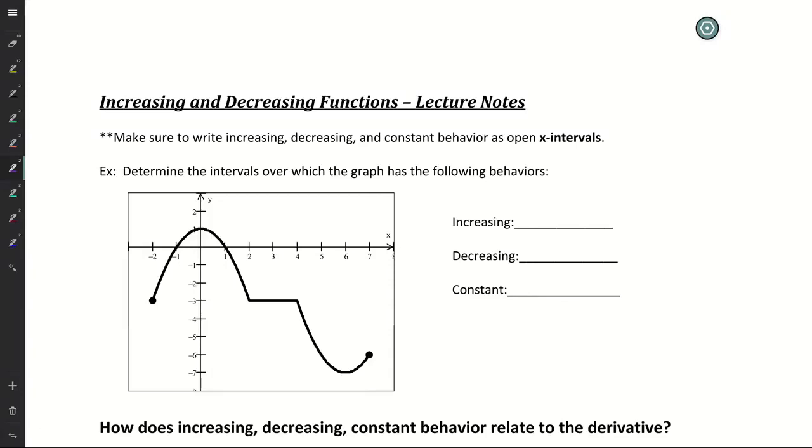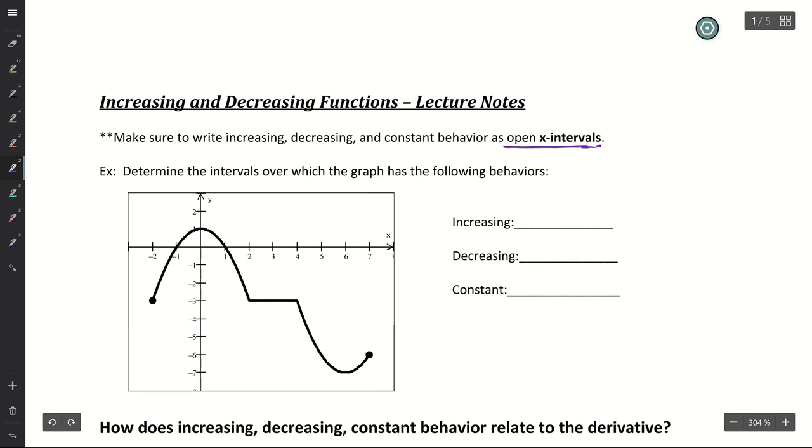In this video, I'd like to talk about increasing, decreasing functions and how we can use derivatives to determine behavior of the function. So the first thing I want to note is to make sure that when you write increasing, decreasing, or constant behaviors, you're going to write those as open x intervals. So we're specifically looking at the x values.